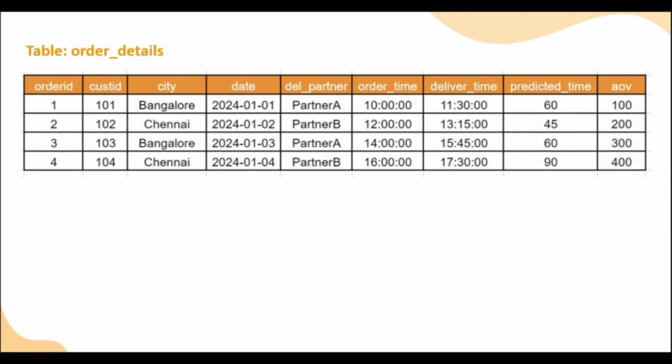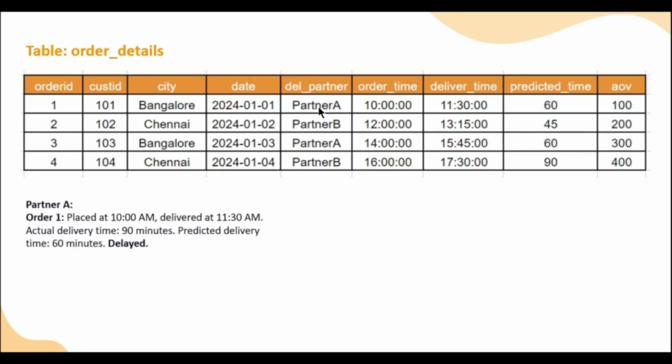As you can see from the delivery partner column, there are two partners, partner A and partner E. So let's see for order 1, which just got placed at 10 a.m. and got delivered at 11:30 a.m. So we can say that the actual delivery time it took was 90 minutes and the predicted delivery time was 60 minutes. So we can say that this order has been delayed.